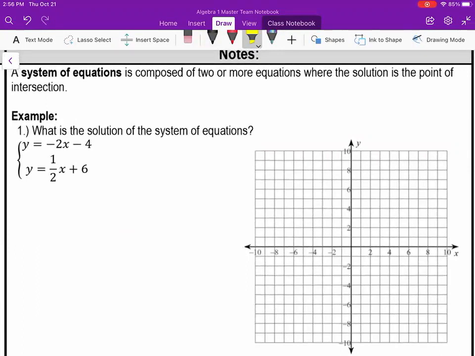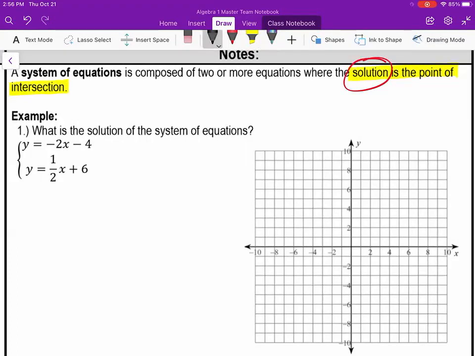Now, here's the key thing that I need you to not forget. I want you to go ahead and highlight it, underline it, put a line or circle it, something. The solution is going to be the point of intersection. So right now, we're going to be graphing two equations. Our answer, or what we're going to be calling the solution, is going to be the point where they intersect, basically the point where they meet each other. All right, so let's go ahead and do this problem.